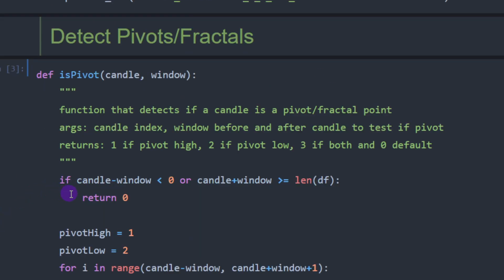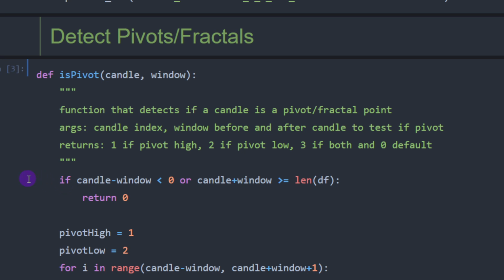And the first function we're defining is to detect if a candle is a pivot point or fractal. It takes two arguments. Candle is the current candle's index to be tested if it's a pivot point, and the window is the number of candles to be considered on the left and the right of the current candle, just to check if the high is higher than the other candles and the low of the current candle is below the other candles. So in other words, the window argument is the number of neighboring candles from the left and right of the current candle to be considered in our pivot testing.